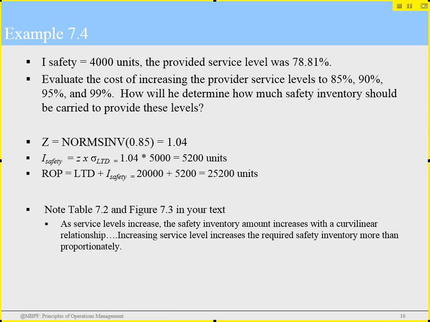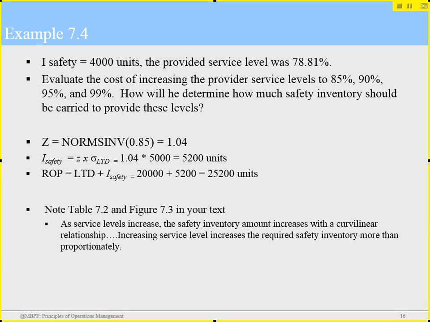When you're working through the problems, take a look at tables 7.2 and 7.3 in your textbook. The table goes through and recalculates that for the different service levels. I don't really feel like I need to calculate that 3 different times for you.